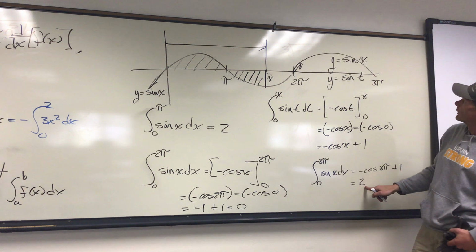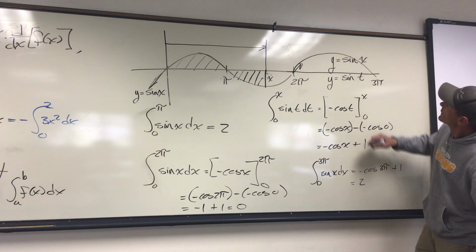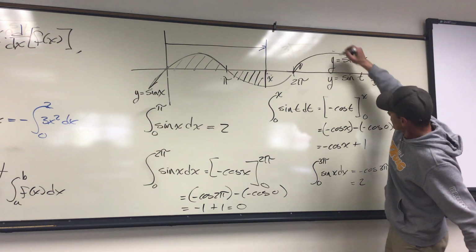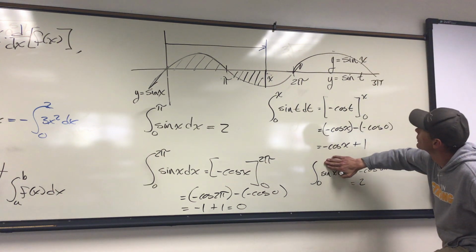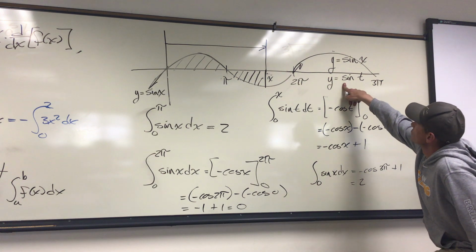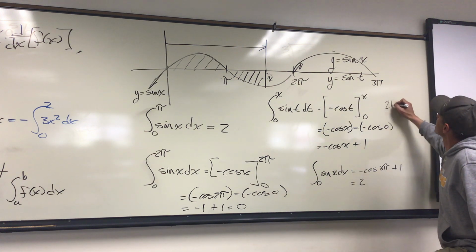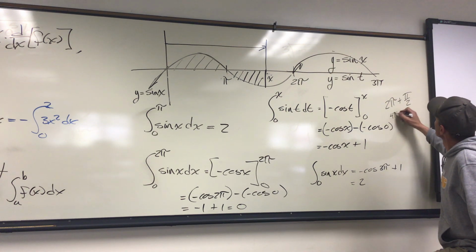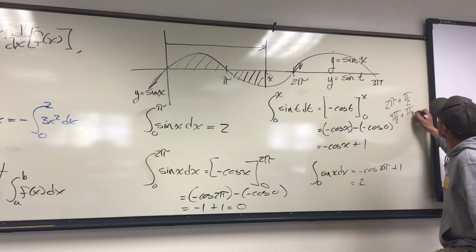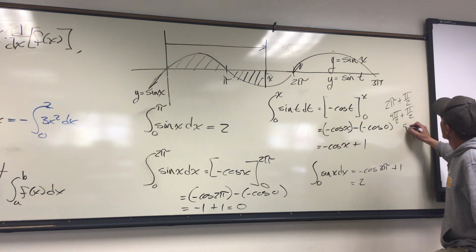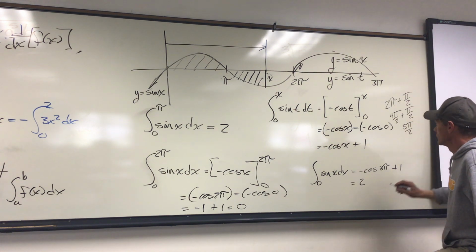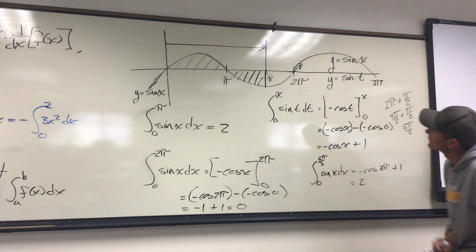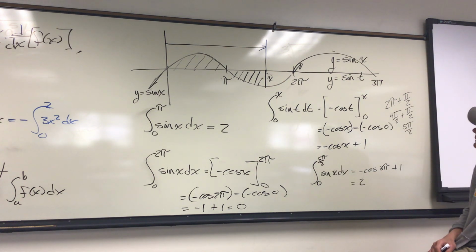So there you go. You might see that if you were to integrate from 0 to 2 pi plus a half a pi, that's 4 pi over 2 plus pi over 2, which is 5 pi over 2. If we did the integral from 0 to 5 pi over 2, can you see what we're going to get here?